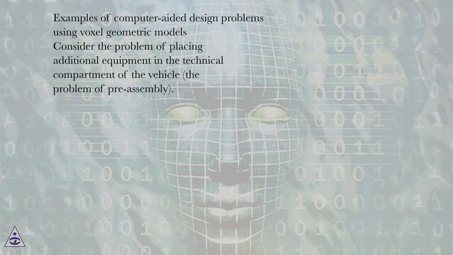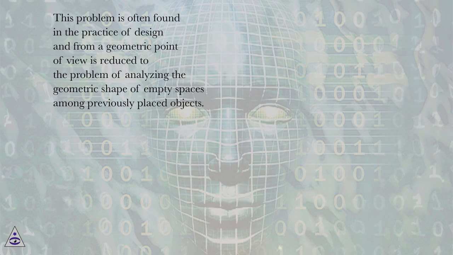Examples of computer-aided design problems using voxel geometric models. Consider the problem of placing additional equipment in the technical compartment of the vehicle, the problem of pre-assembly. This problem is often found in the practice of design and from a geometric point of view is reduced to the problem of analyzing the geometric shape of empty spaces among previously placed objects.